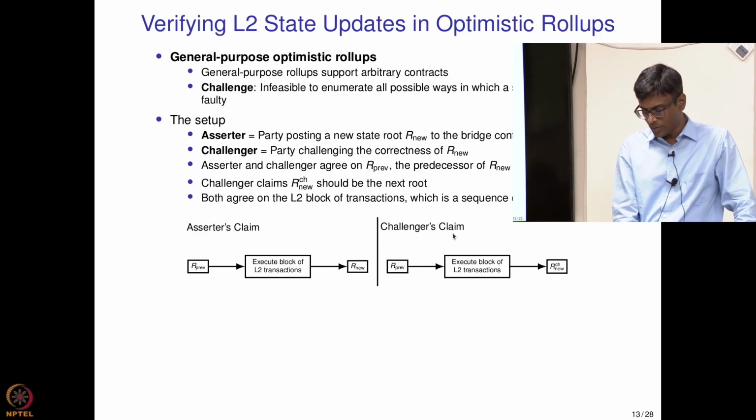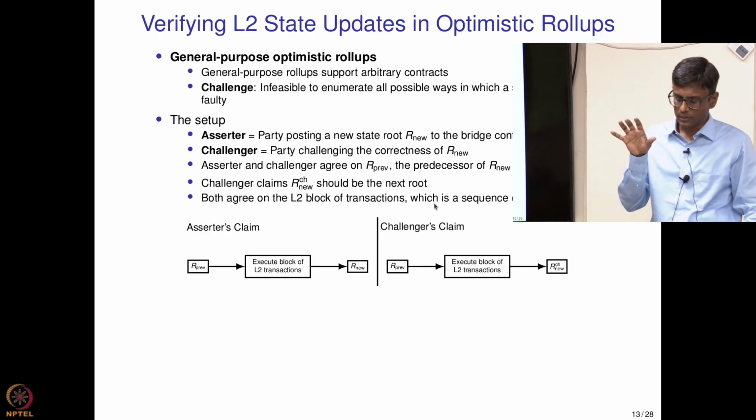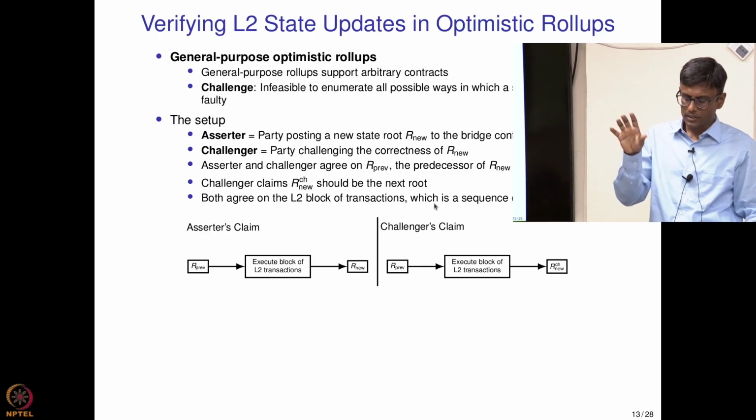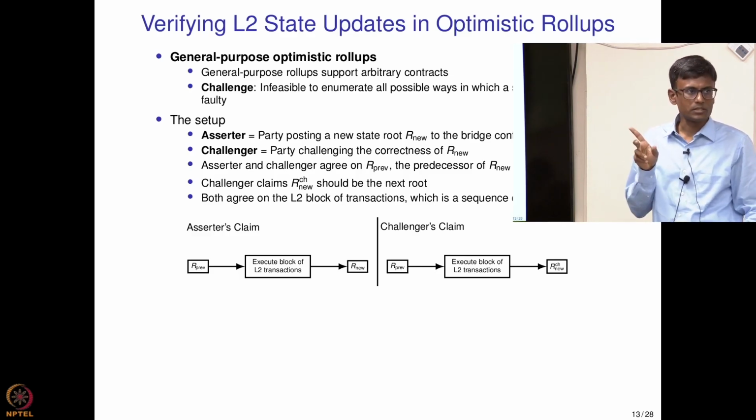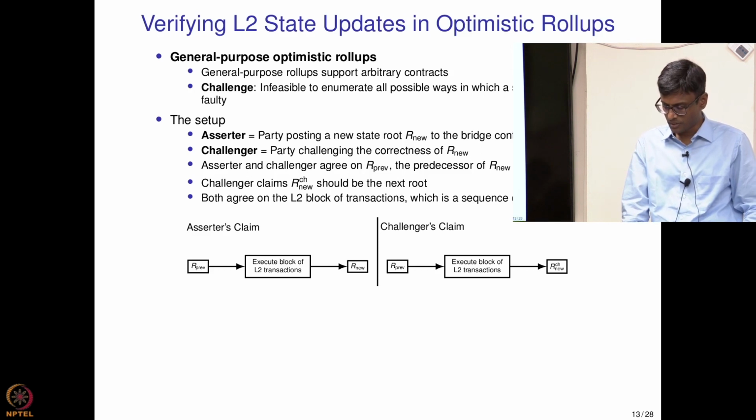From R previous, if you execute the same block of transactions, you are going to get R new superscript CH, or let us call it RCH new. So this is the setup. The asserter and the challenger have different views of the layer 2 blockchain. Asserter is claiming that R new is the new state root, but the challenger is saying no, it is not the new state root, there is some other state root which is RCH new.